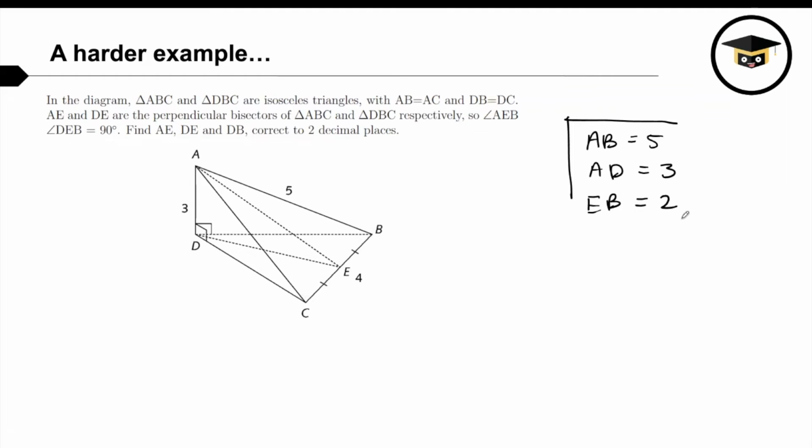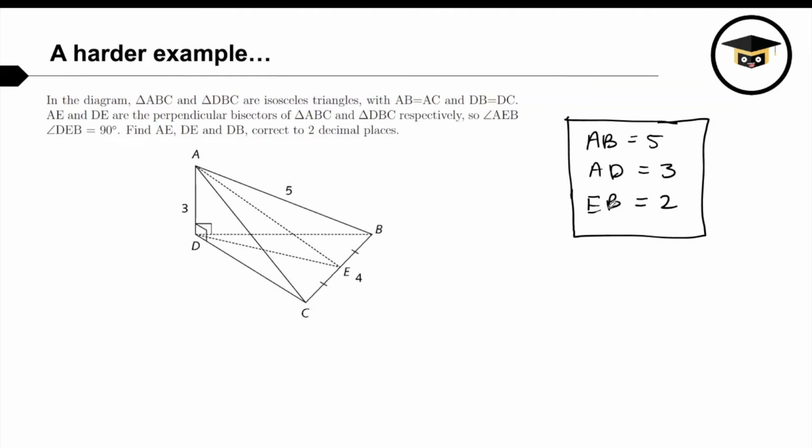Now, the reason why EB is equal to 2 is because CB is 4. And since CE and EB are both equal, then that means we can say EB is equal to just half of 4, which is 2. So now that you've got this information, have a go at the question. Pause the video, and then we'll go through the solution now.